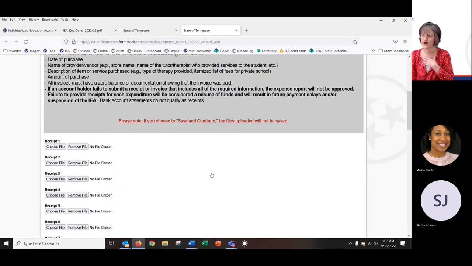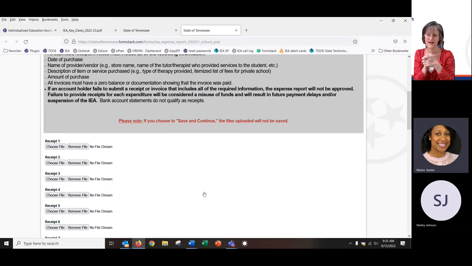And when Shelly and Marissa were walking me through this, I said, so on my receipt, you want me to circle what I purchased and write my name at the top of the receipt and write my student's name on it and highlight the amount. And Shelly and Marissa, what did y'all tell me?